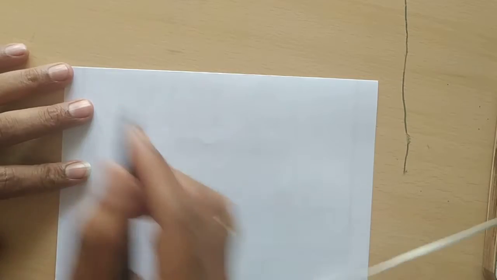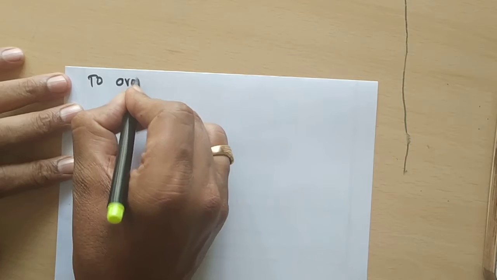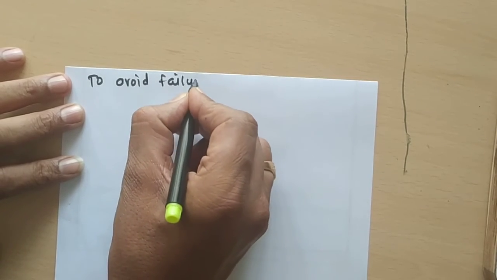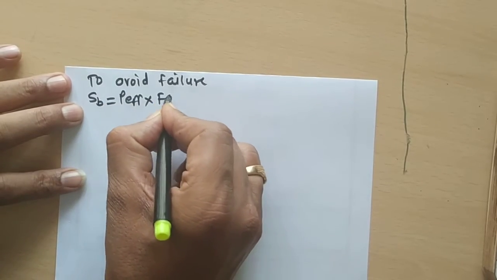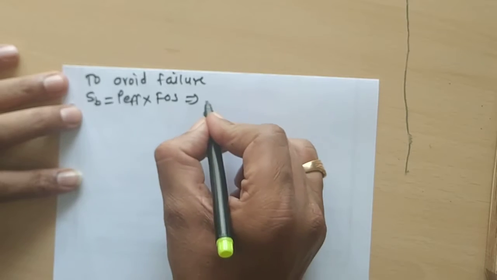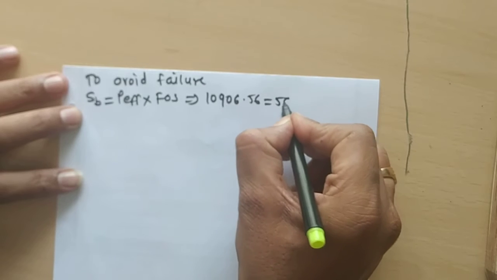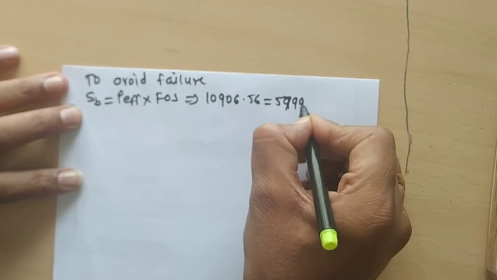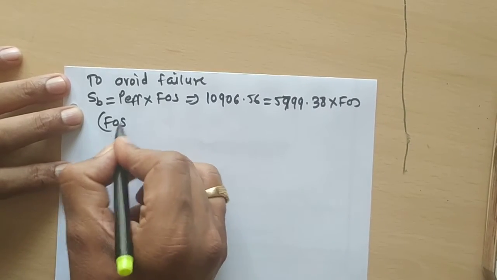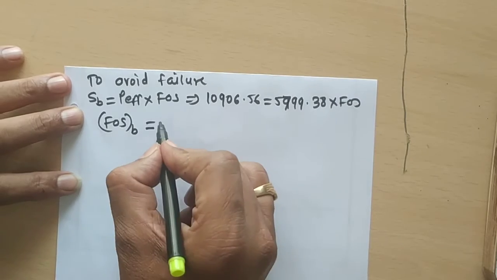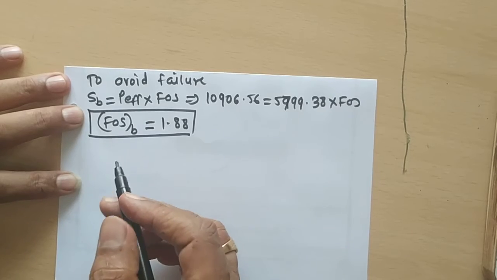Now find out the value of factor of safety. To avoid failure, consider first beam strength SB equal to P effective into factor of safety. Here SB is 10906.56, equal to 5799.38 into factor of safety. Find out the value of factor of safety for bending or beam strength. By calculating, it is 1.88. This is the factor of safety for beam strength.